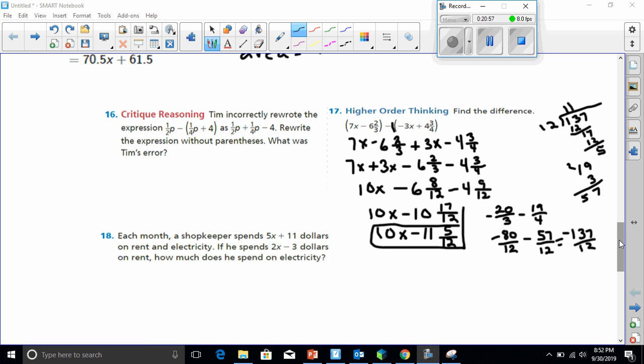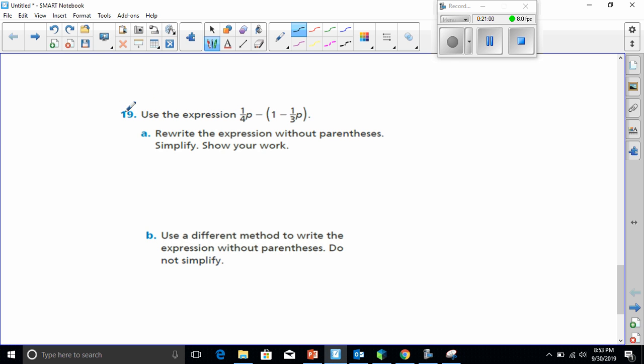Well, next we're going to number 19. Use the expression 1/4 p minus 1 minus 1/3 p. Write the expression without parentheses, and then simplify your work. If I do this without parentheses, it would be 1/4 p. I have to multiply this -1 to everything. So -1 times +1 will give me -1, and -1 times a -1/3 p will give me a +1/3 p.